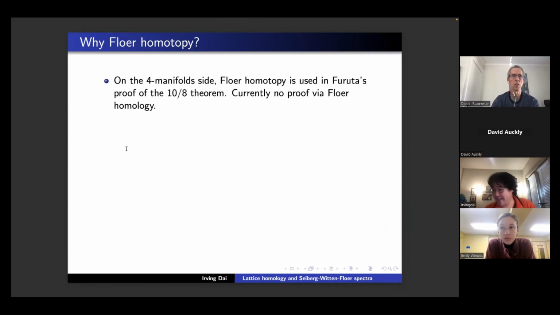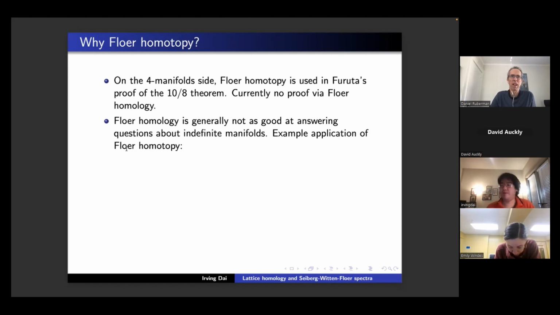But before I do that, let me give a very brief attempt at a motivational speech for Floer homotopy. I don't think I really have to convince this particular audience of the merits of Floer homotopy, but let me do so anyway. Just a brief reminder of some of the initial usages of Floer homotopy. I think it stems out of the four-manifold side. I think that maybe the first very high-profile usage of ideas in Floer homotopy was the proof of Furuta's theorem, the 10/8 theorem, which currently has no proof using Floer homological methods.